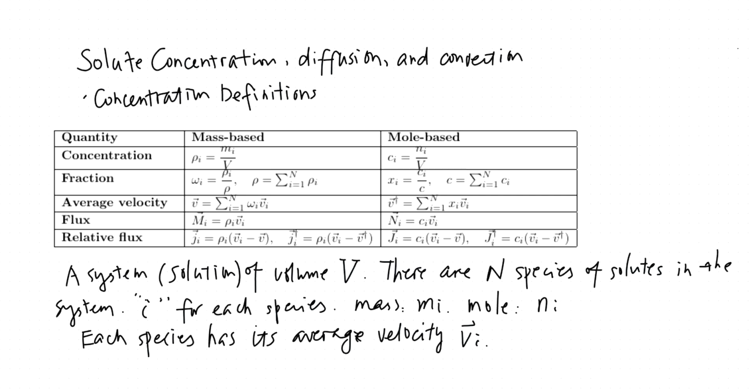And as for flux, this is the concentration multiplied by velocity. This is the flux of each species. So it's the same for mass-based and molar-based. You can see its index I means it's the flux for that particular species. So let's figure out the units of the two fluxes. For mass flux Mi, let's find the unit or dimension of Mi.